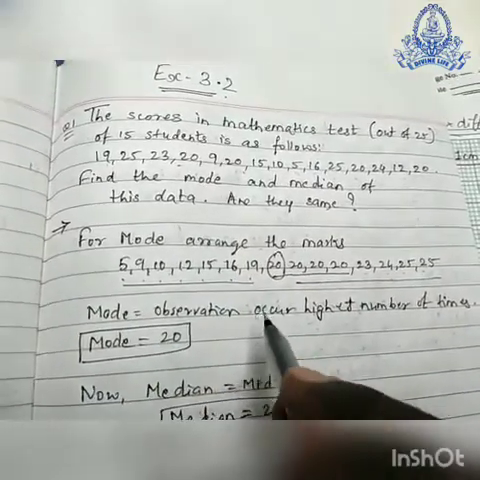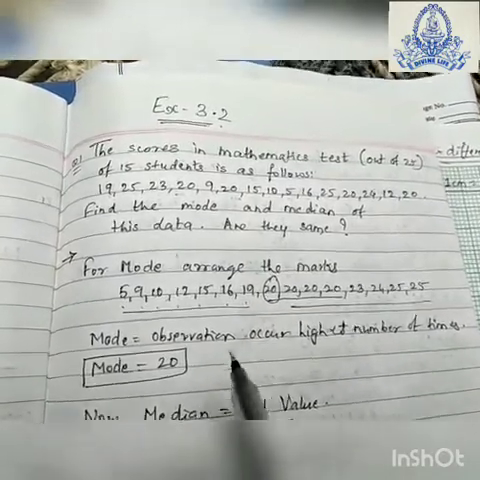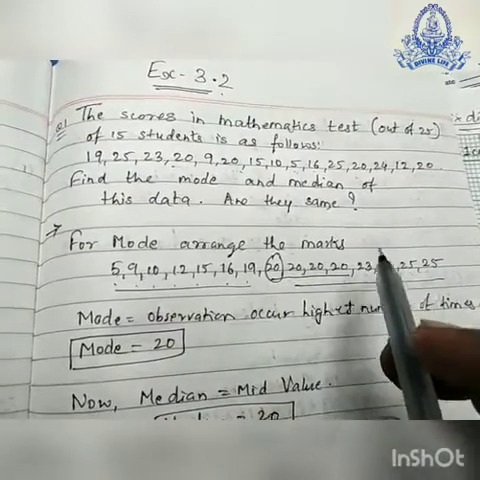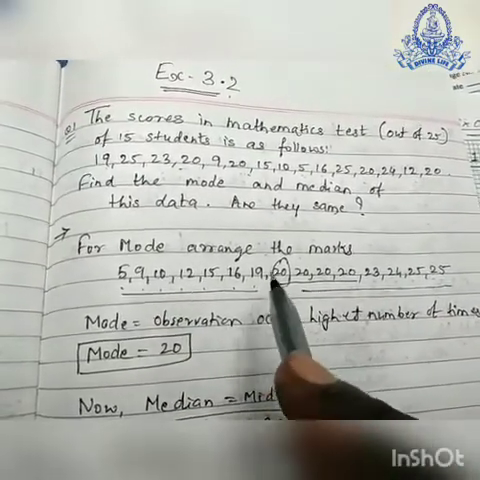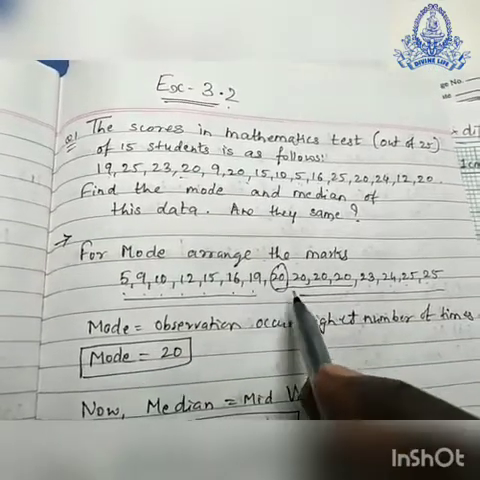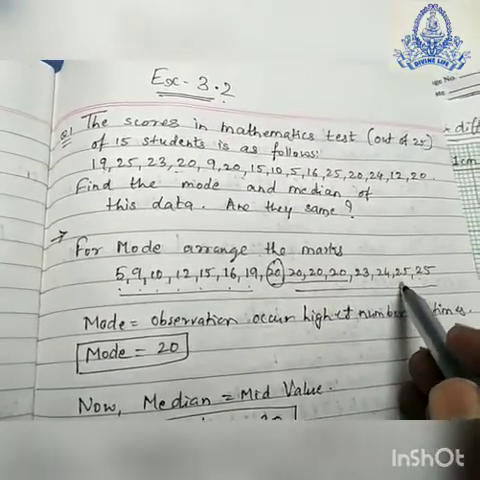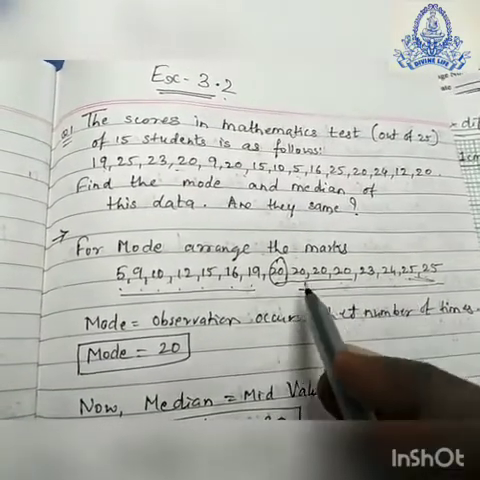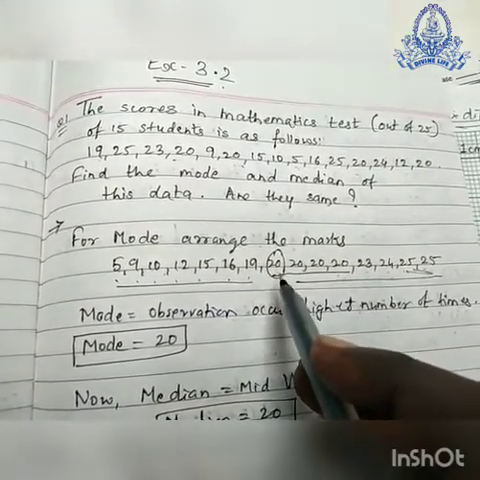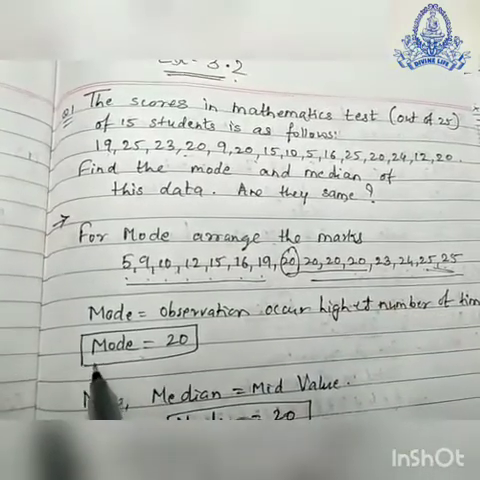Mode is the observation that occurs the highest number of times. Mode is the number, out of the observations given in the data, which occurs the maximum number of times. Here you can see the number occurring most is 20, 4 times, and 25 occurs 2 times. Other numbers occur a single time. So the maximum occurring number is 20. The mode of this observation is 20.